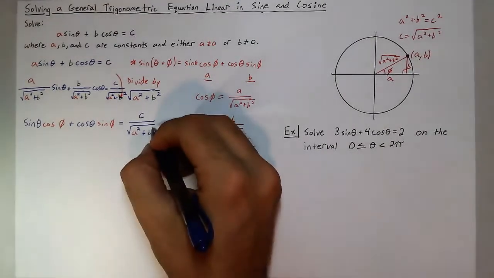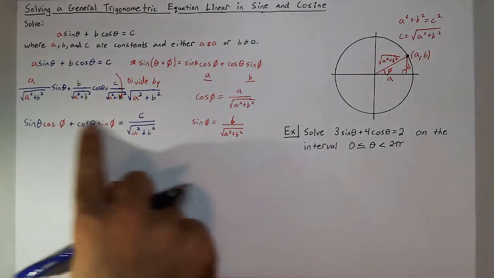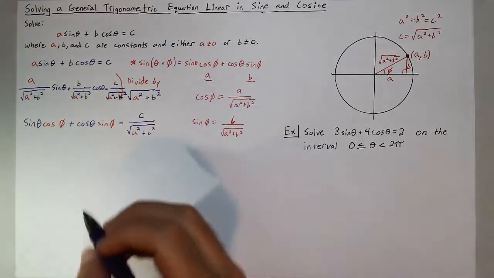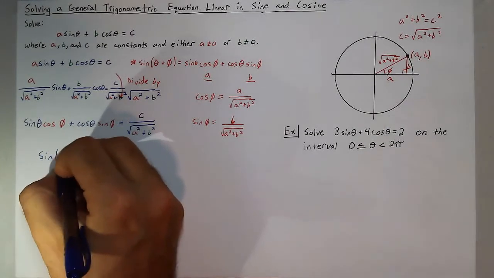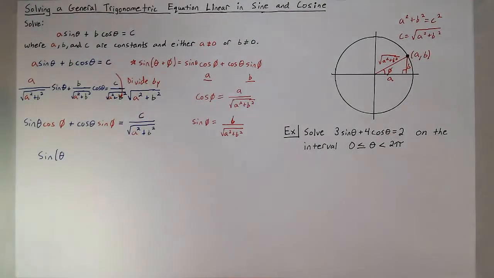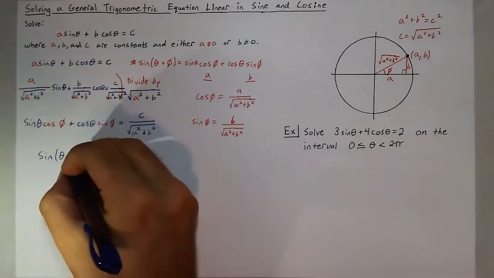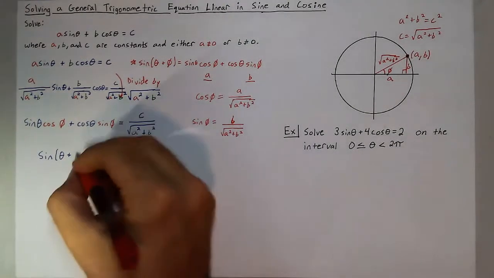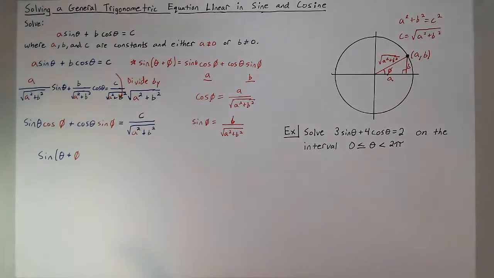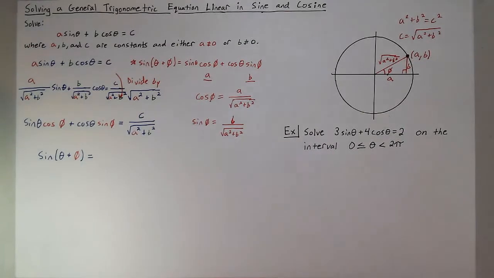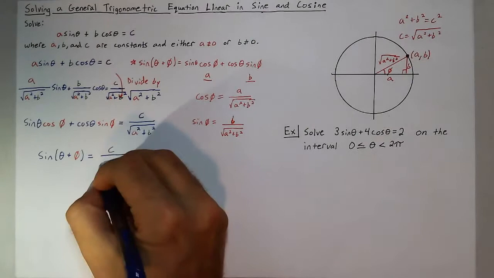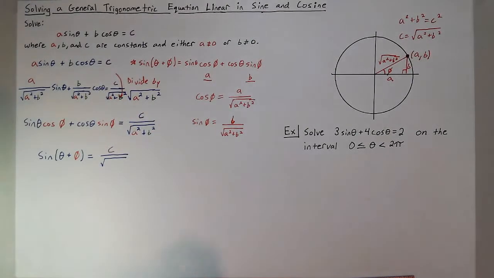So it's really convenient here is now I can combine this into one trig function. So I'll have the sine of theta plus phi is equal to c over the square roots of a squared plus b squared.